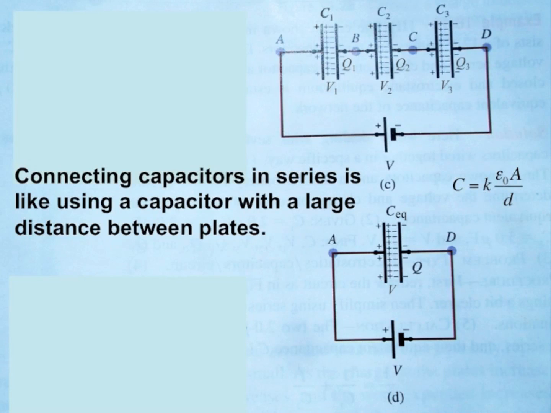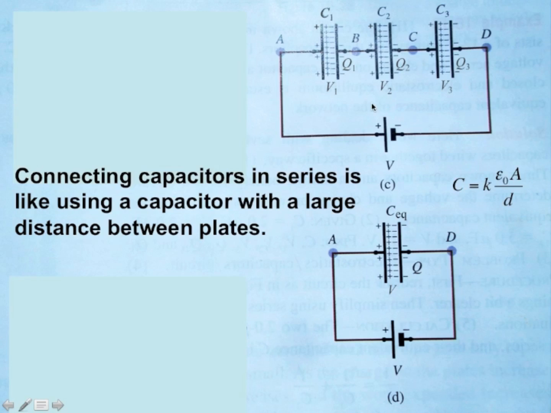Capacitors in series. Connecting capacitors in series is like using a capacitor with a large distance between plates. Remember, when we were talking about capacitance, we had this formula on the right part of the screen, C equals K epsilon naught A over d. And we learned that capacitance increases if you have larger plates, so area A is bigger, but capacitance decreases if you have a larger distance between the plates.